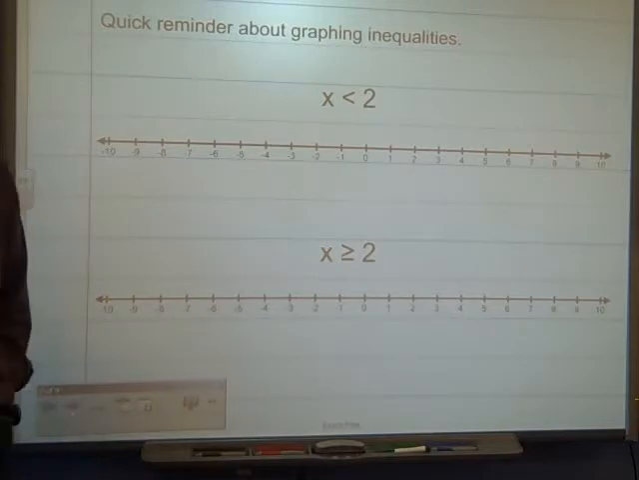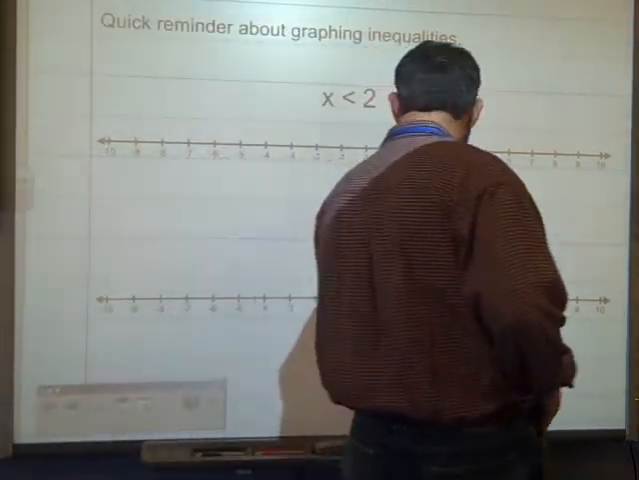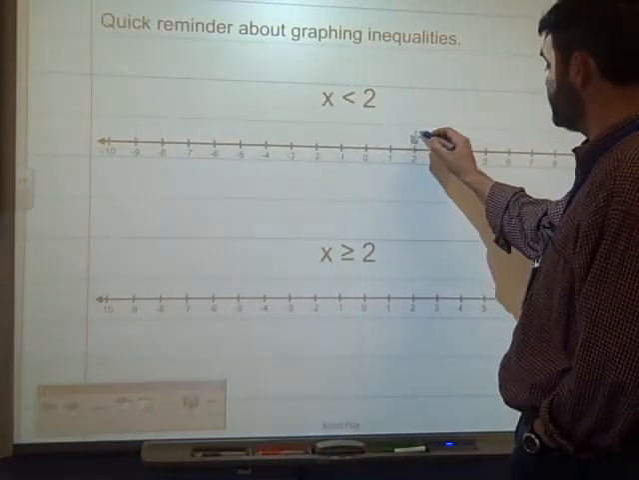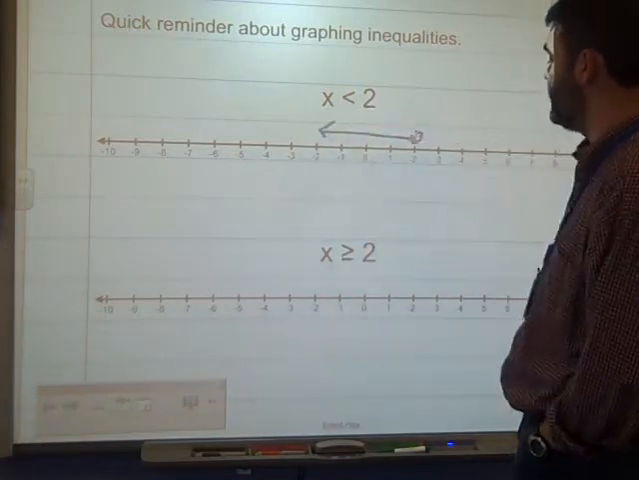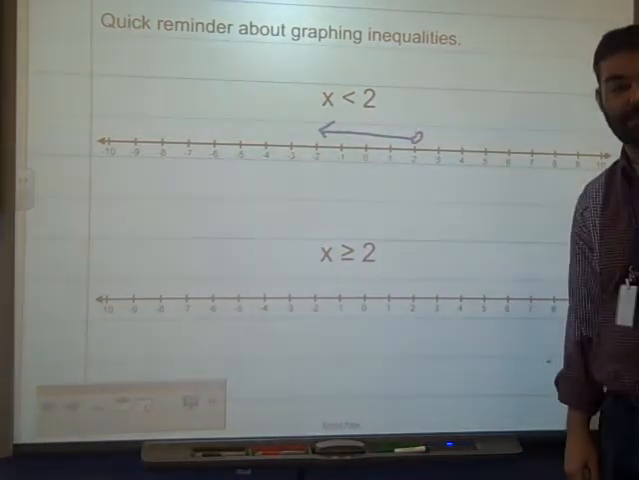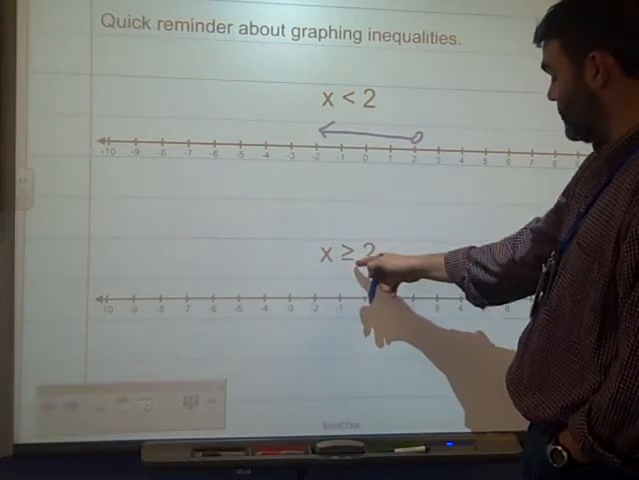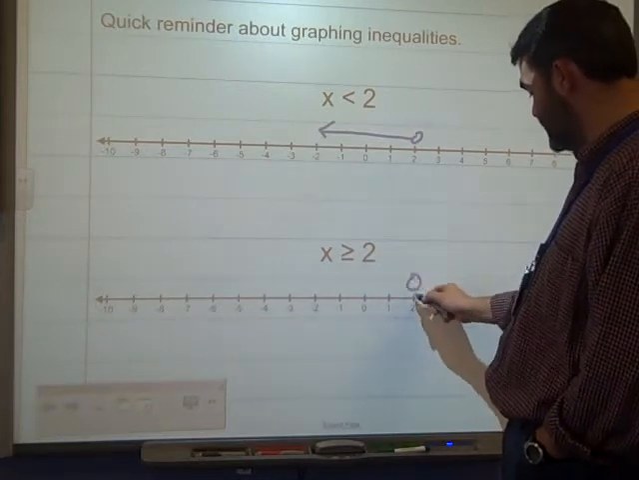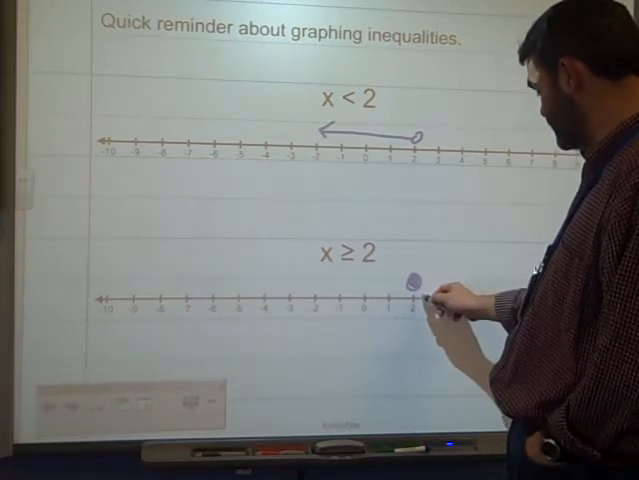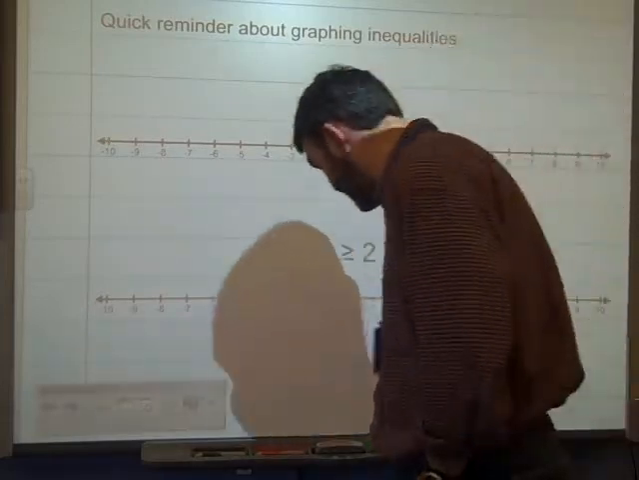about graphing inequalities. We have x is less than 2. To graph x is less than 2, open dot, remember, and it's everything less than that. X is greater than or equal to 2. That's a solid dot, and everything greater than 2.